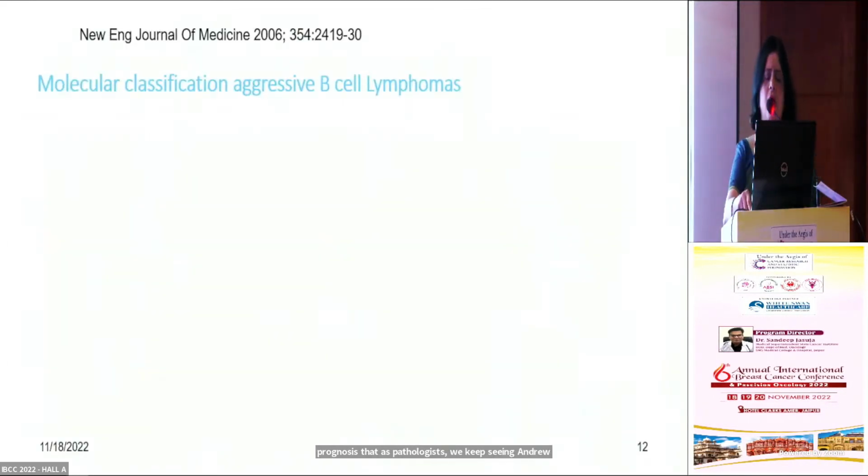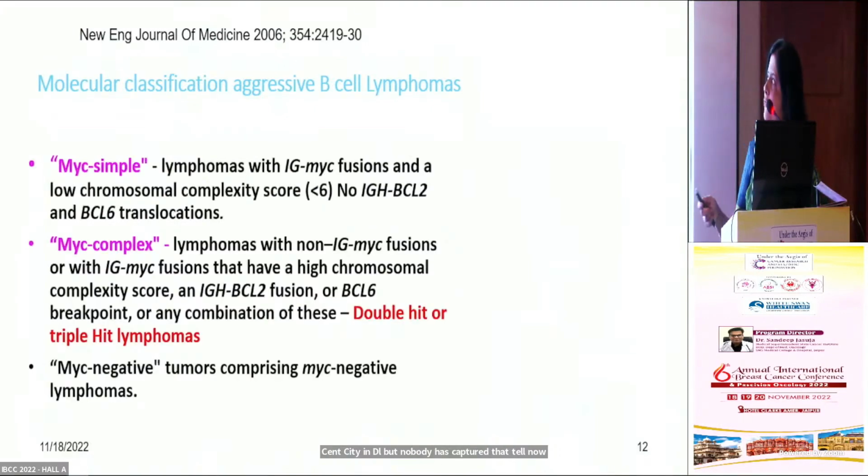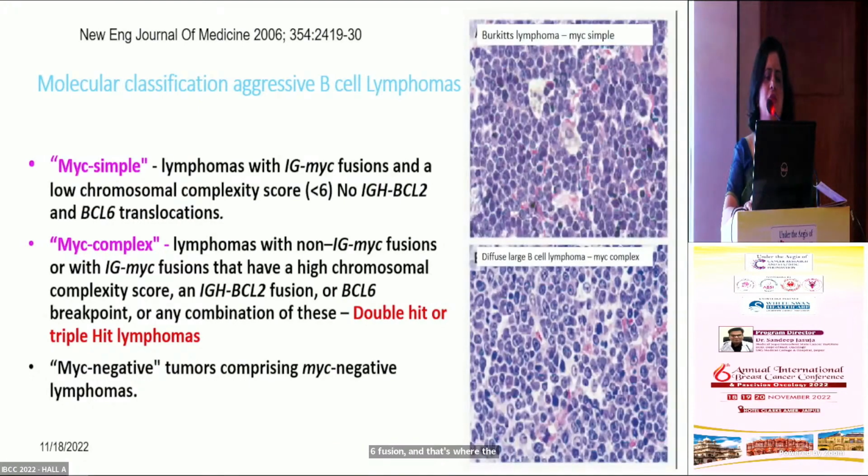Parallel to this came a study which looked at Burkitt lymphoma, and within that Burkitt lymphoma, they found a group which was called Burkitt by pathologists, but it was different. How was it different? Burkitt was a simple tumor which had only the IGH-MYC fusion, whereas these other Burkitt-like tumors were MYC complex, as in they had, besides the IG-MYC, also a BCL2 and BCL6 fusion, and that's where the term double hit, triple hit first came in.